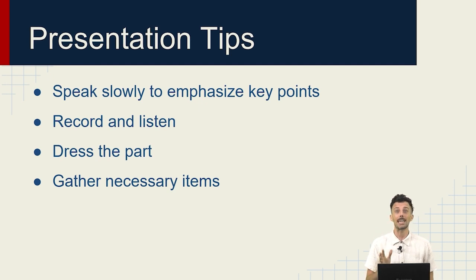The second is to record and listen. The more times you can record and listen to yourself, the easier it will be for you to know how to emphasize those key points. Knowing those key points and knowing how to emphasize them, the only way you can really do that is by making yourself an audience member. If you think of yourself as an audience member, you'll think of how you hear yourself rather than what you want the audience to know.